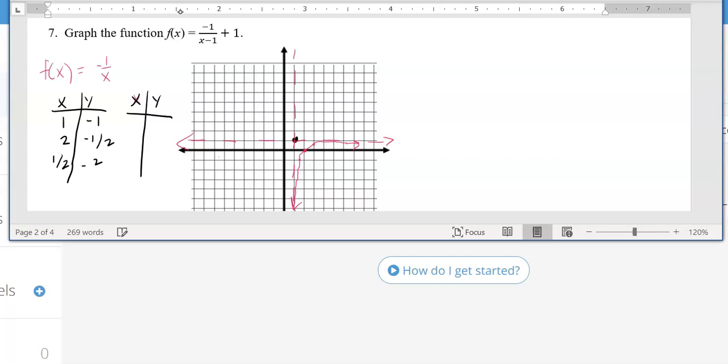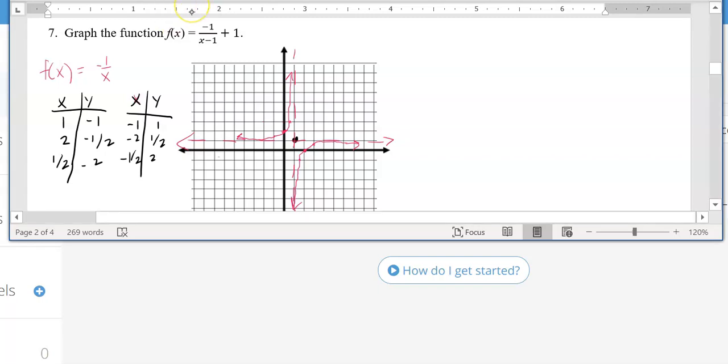If you change this to negative 1, you get positive 1 output, negative 2, positive 1/2, negative 1/2, positive 2. All right, so let's plot those. Again, from our new origin, negative 1, 1 would be right there. Negative 2, 1/2 would be there. And negative 1/2, 2 would be there. And we have this curve, always approaching, never touching our asymptote lines.